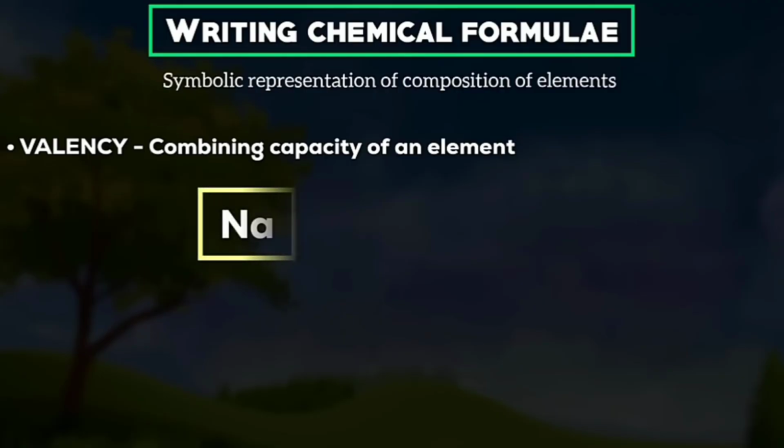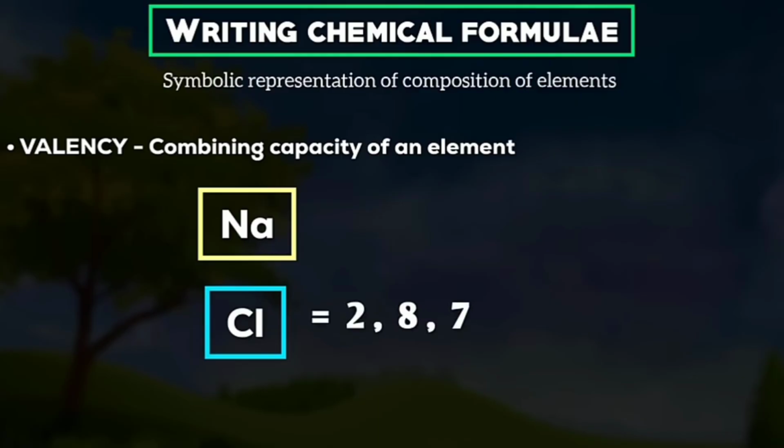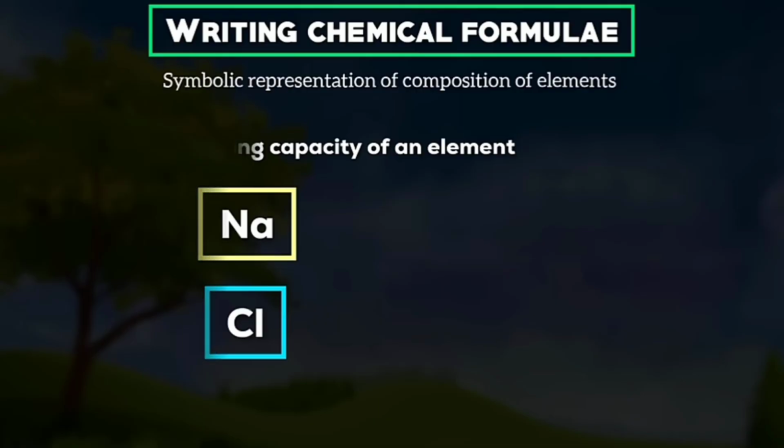For example, sodium has an electronic configuration of 2,8,1, giving it a valency of 1. Chlorine has an atomic number of 17, giving it an electronic configuration of 2,8,7, giving it a valency of 1. If you want to learn more about valency, you can refer to the next chapter. You can read the next chapter first and then look at this topic.